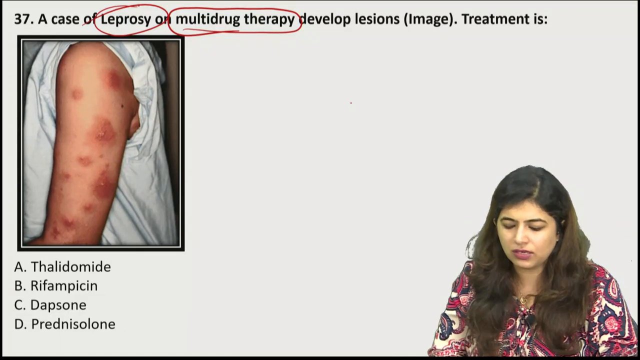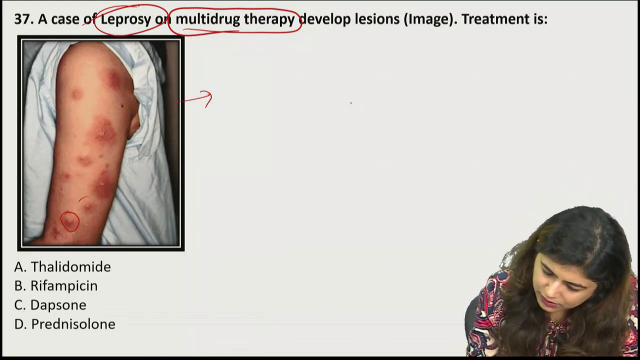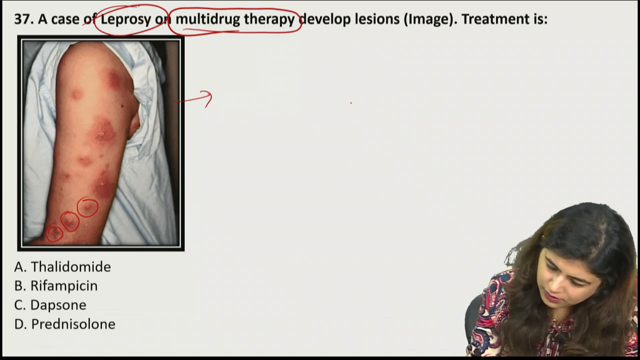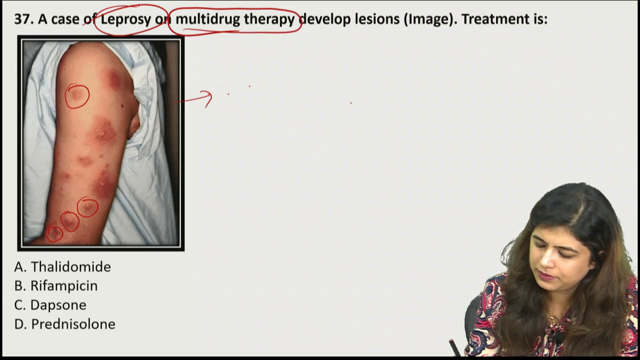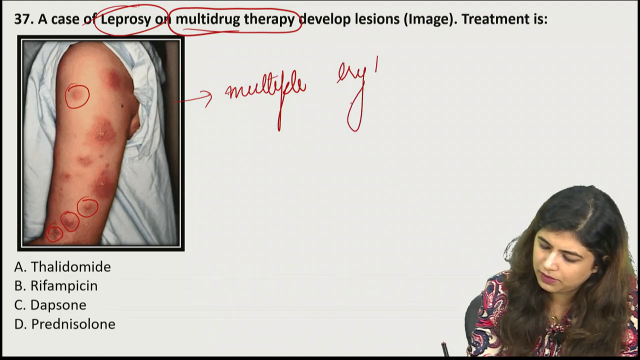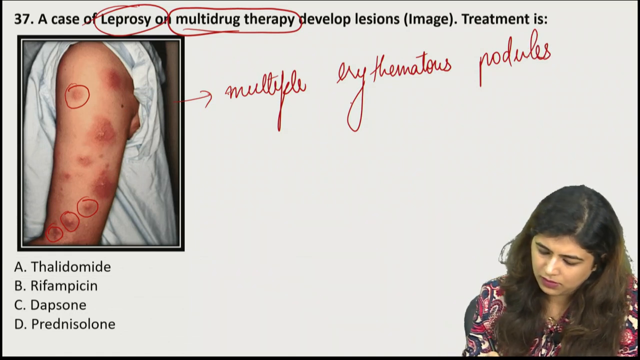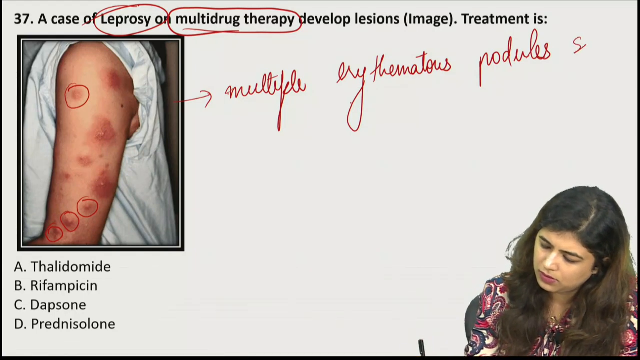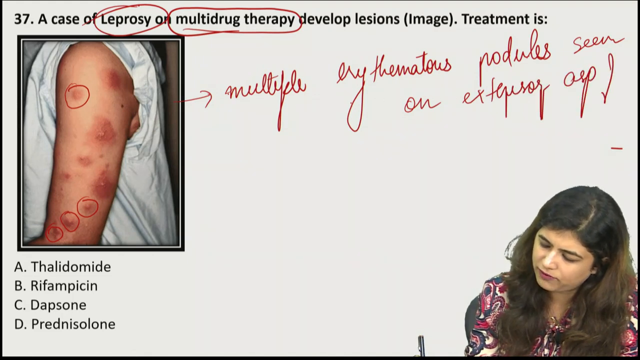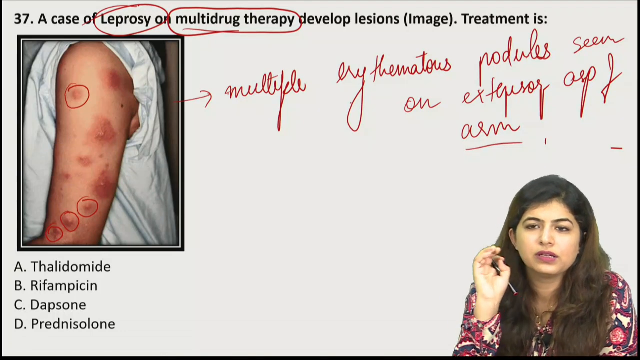These are the two hints from the question. What do I see in the image here? Notice these lesions here. These are multiple erythematous nodules seen on extensor aspect of the arm. That's it. This is the only thing that I gained from the questionnaire.